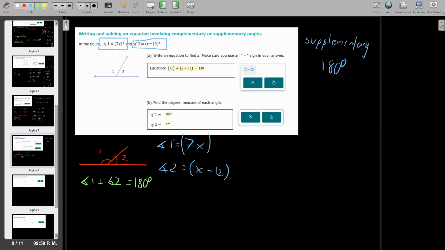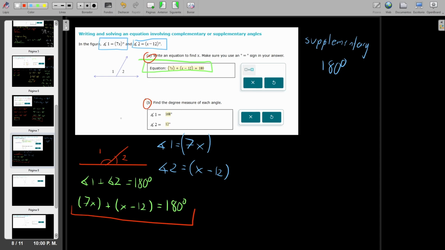Now we only substitute. The first one is 7x plus, and 2 is x minus 12, is equal to how much? That is correct, 180 degrees. If you can see, this is the answer for the equation, this one. You need to be writing this one. Well, not only writing, but coming to this conclusion, only substituting the values that gives you 180 degrees. Now, this is for part A.